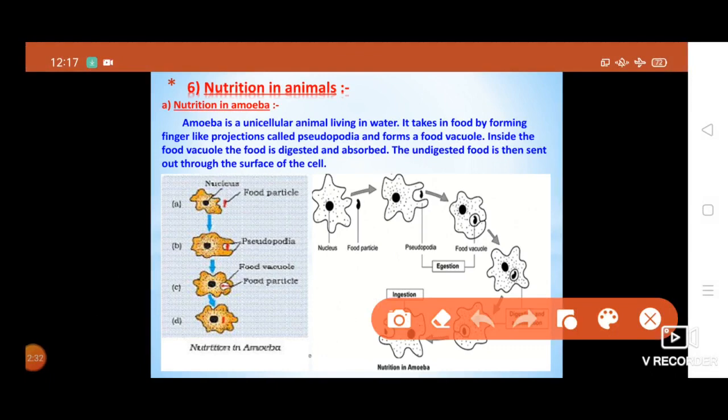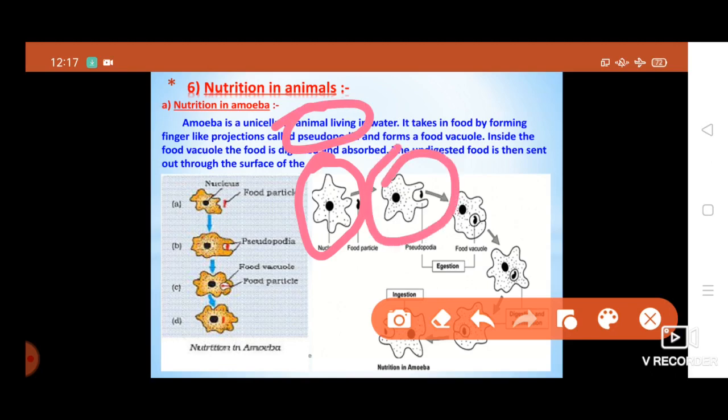In the first picture, any food particle that comes in contact with the amoeba, or the amoeba coming in contact with the food particle, triggers a special modified projection that we call pseudopodia. This pseudopodia starts increasing its size. Just observe it between the first and second picture. The pseudopodia starts increasing its size.